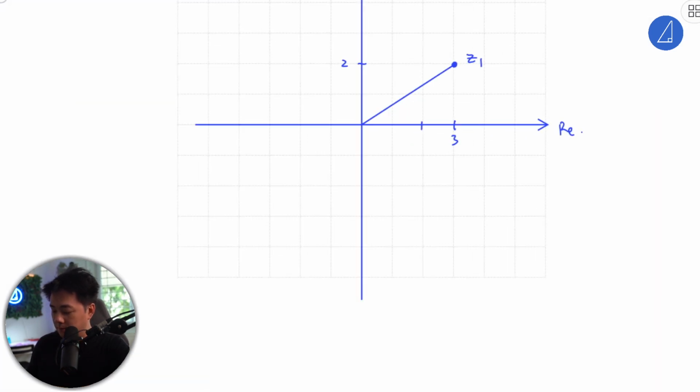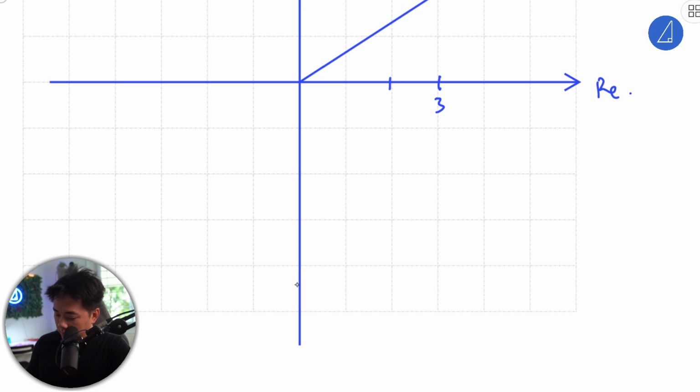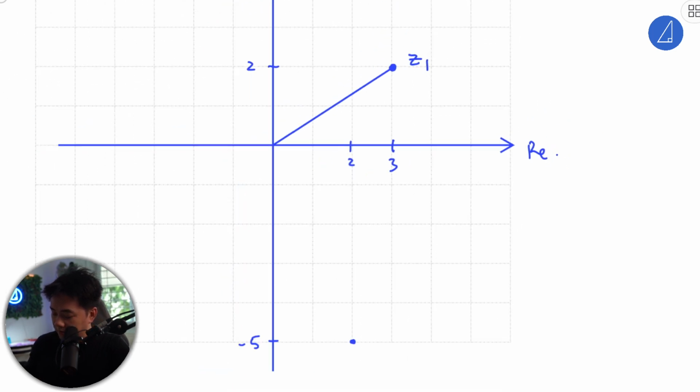So try and draw to scale. So 1, 2, 3, 4, 5. This is minus 5 here. This is 2 minus 5i.